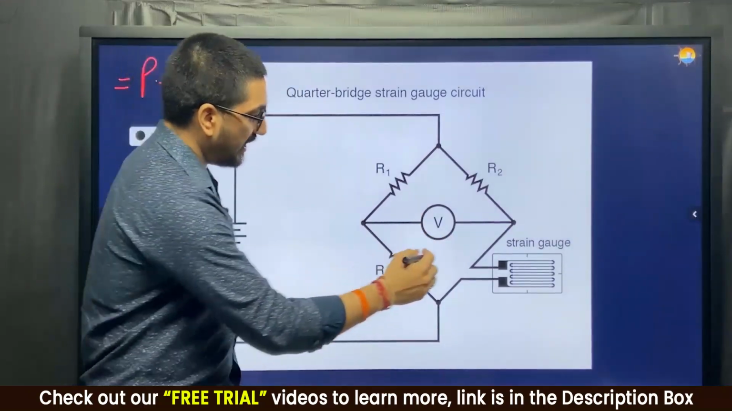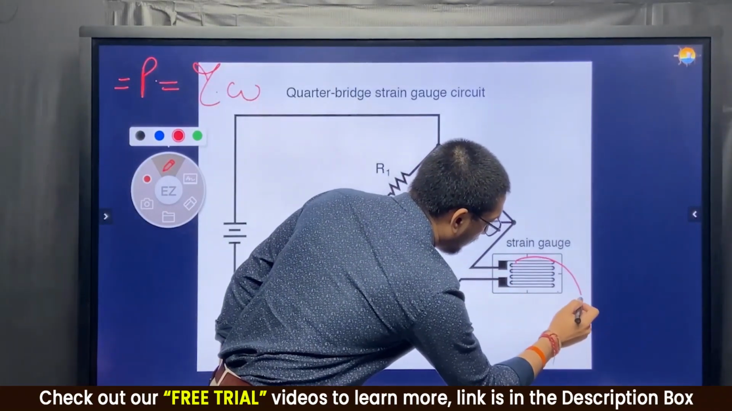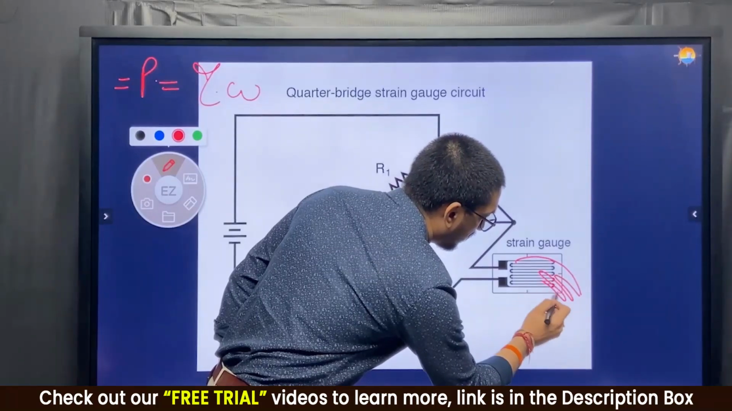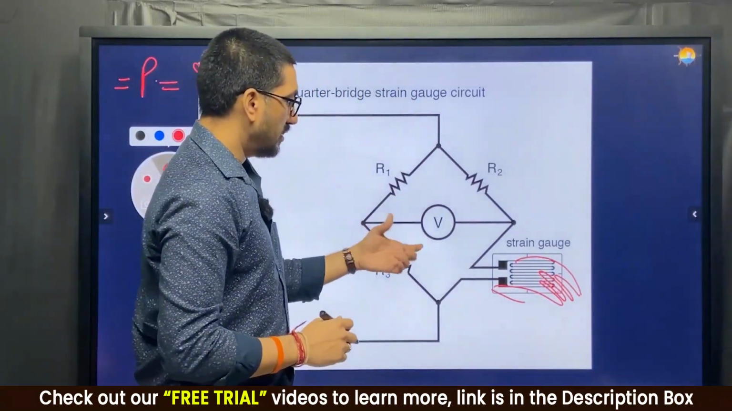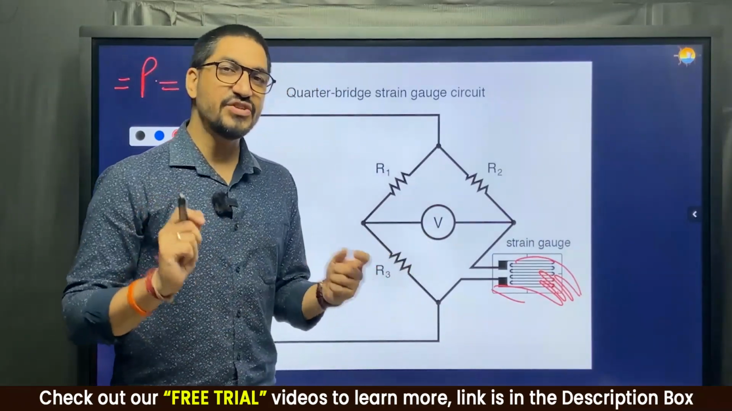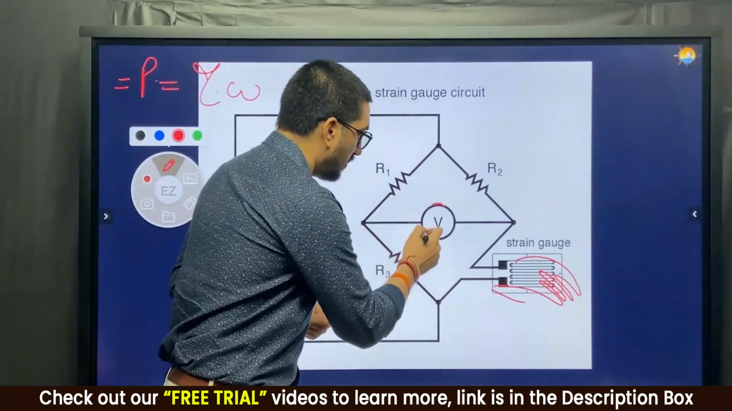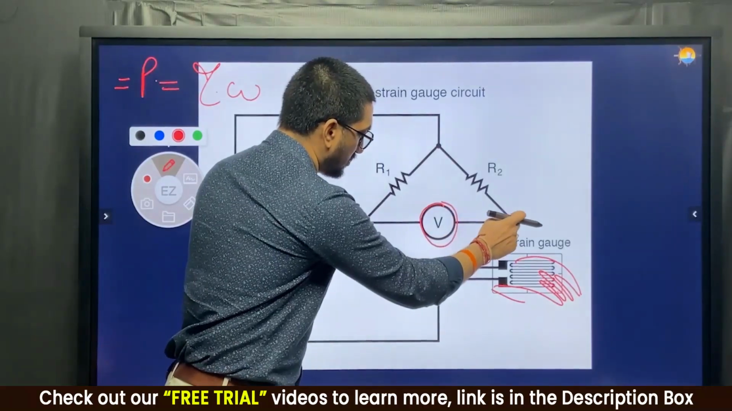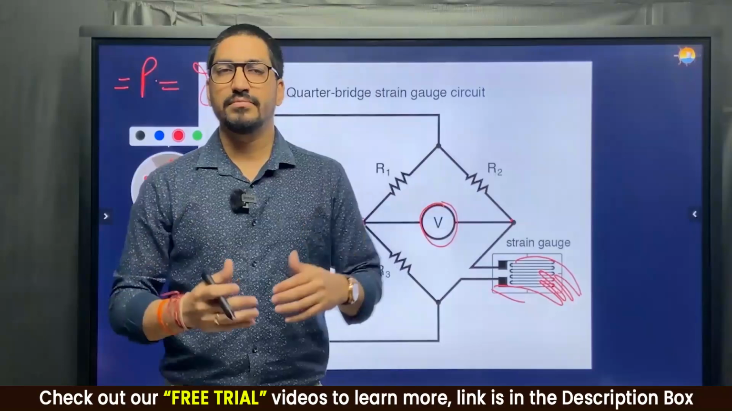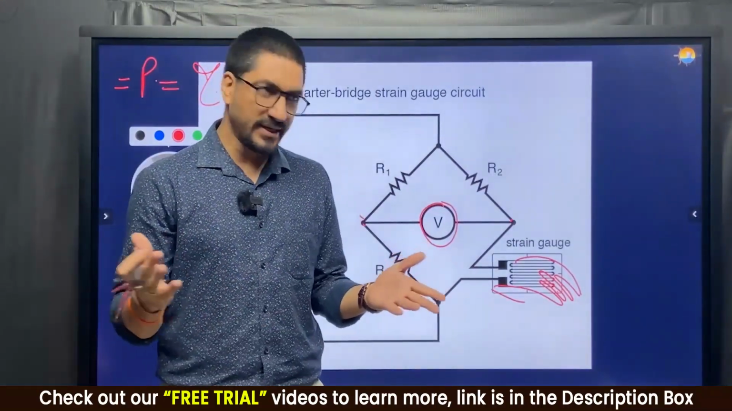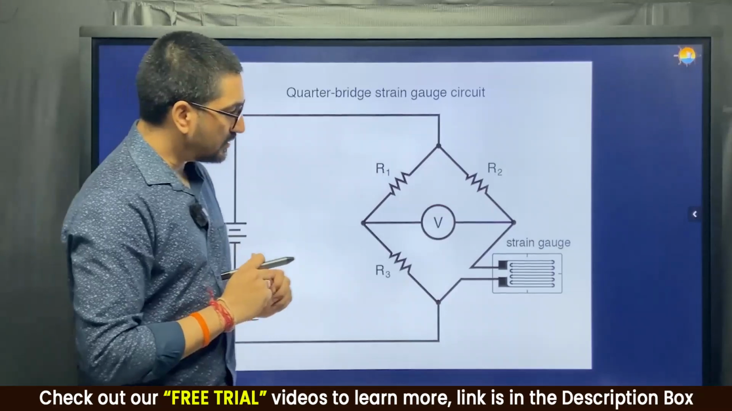So again, if I'm bending this wire, my resistance is changing, and the bridge is measuring any change in resistance in any arm. How? Because my voltage across these two terminals will change, which I can amplify and measure. Simple, isn't it? All right. So I hope this part is clear.